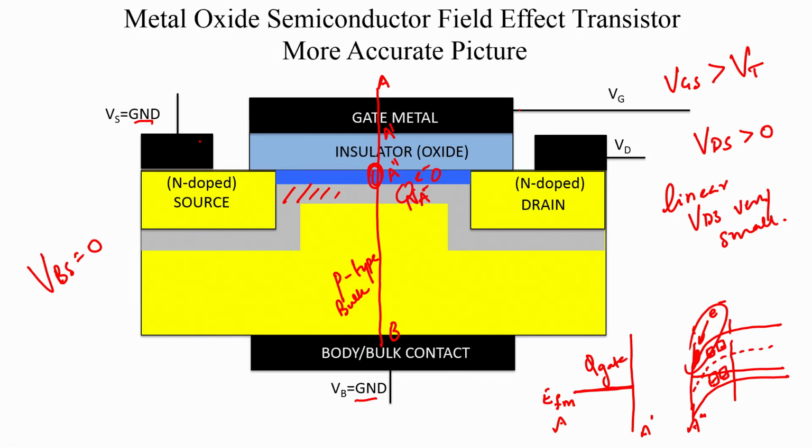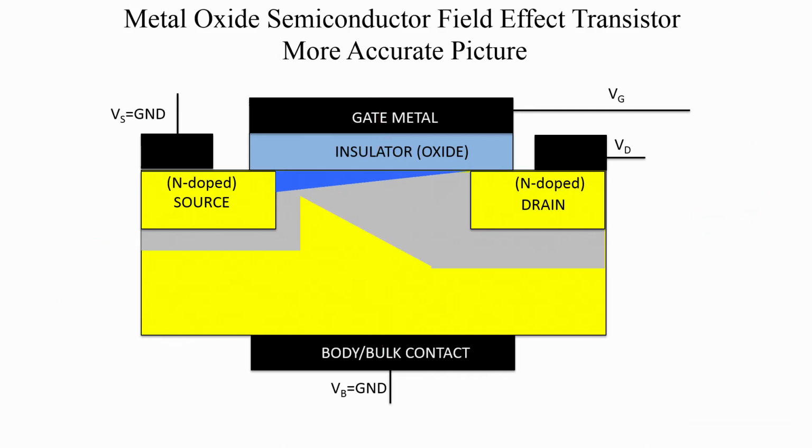Now, if we were to increase the VDS, so we do not have a VDS that is very small, that means you cannot ignore the VDS anymore. If VDS goes up significantly, you see this PN junction here becomes more reverse biased, because your bulk, this P, can be said to be at ground.